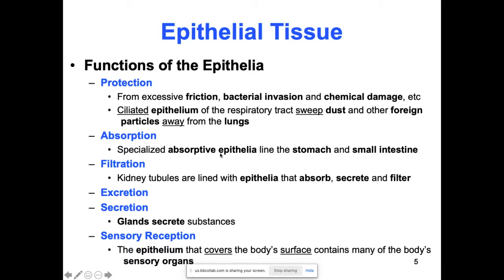Absorption, there's absorptive epithelium, which is in the GI tract. GI is gastrointestinal tract. That's the stomach and the intestines. Think of that as the sponge, absorption. It's going to absorb vital nutrients and pull it into that system.